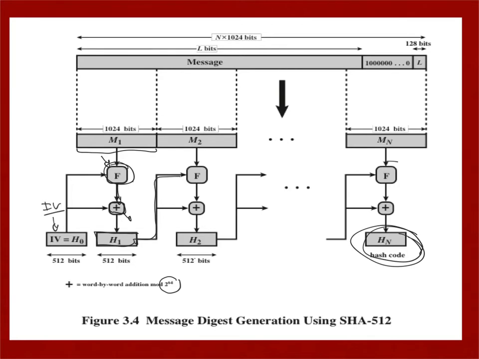So any Hi equals to what? Hi equals to a function here, the round function, which is a function of two things. The block i and Hi minus 1. صح كده؟ And then we do modulo addition between this and Hi minus 1.